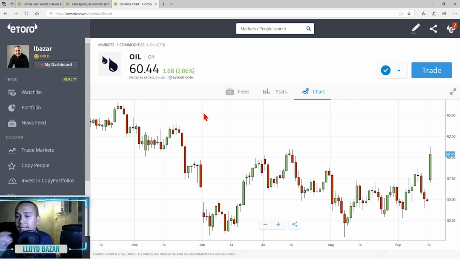So when you create an account, after that, do the verification process. It should take 2 to 3 days max. And then once you are verified, you should be able to trade with your real money.